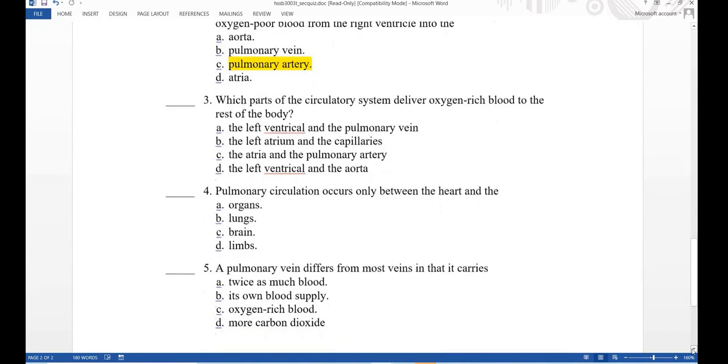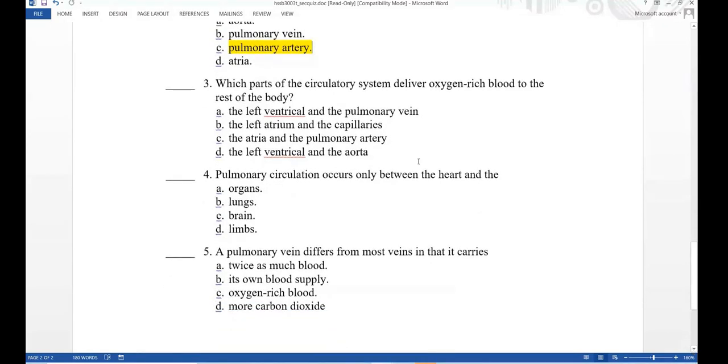Okay. Number 3, which parts of the circulatory system deliver oxygen-rich blood to the rest of the body? Is it A, the left ventricle and pulmonary vein, B, the left atrium and the capillaries, C, the atria and the pulmonary artery, or D, the left ventricle and aorta? Oxygen-rich blood to the rest of the body, from there it is circulated. From the left ventricle and the aorta. We discussed that it is the biggest chamber of the heart, right?